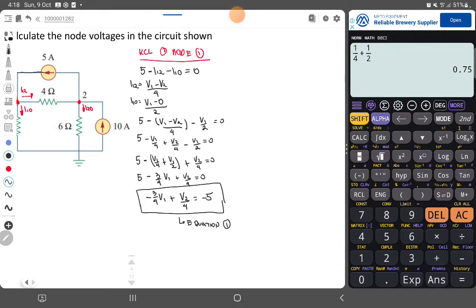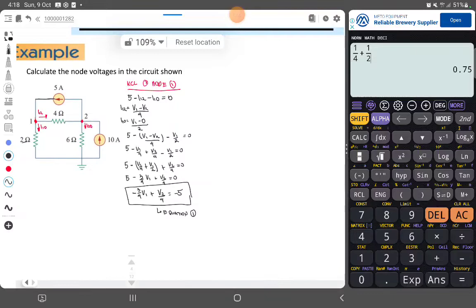Next, we can take our KCL at node 2. So this is our node 2. What are the currents entering and going out of our node 2? As you can see, our 5 ampere is going out of our node 2, therefore I create this as negative 5 ampere, and my 10 ampere is going into my node 2, therefore I can write this as positive 10 ampere. My I12, from the direction of it, is going into my node 2, and my I20 is going out of the node.